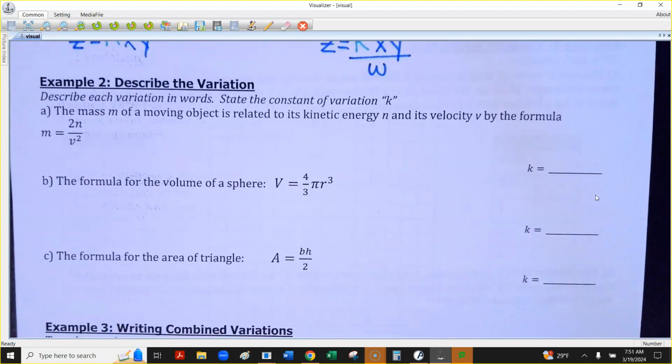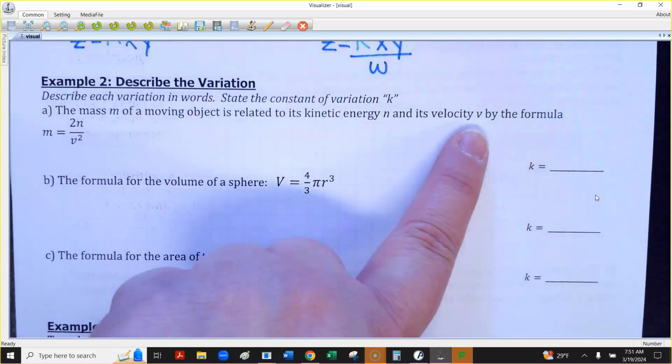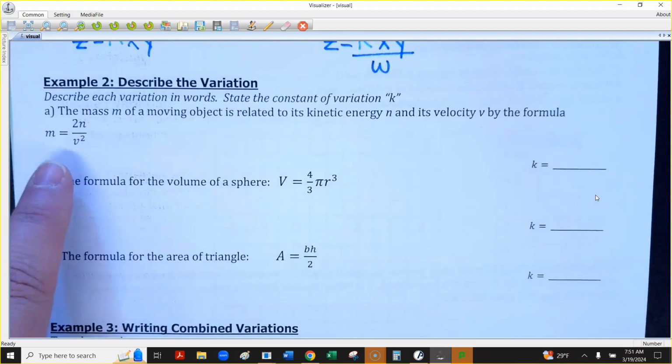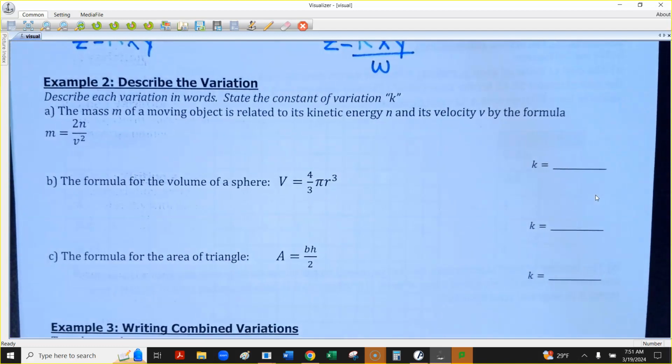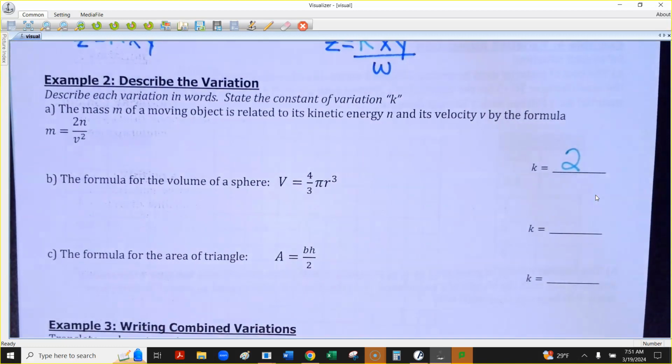This is the mass of a moving object related to kinetic energy, which is n, velocity is speed is v. Maybe if you're taking physics, you would have seen this. So what would you tell me if you're just looking at this lovely equation, m equals 2n over v squared? What is the K value? What would your constant of variation be? Does anybody know? What do you think? So 2. If you see a number, the number is the K value. Okay, number is not involved in the description.